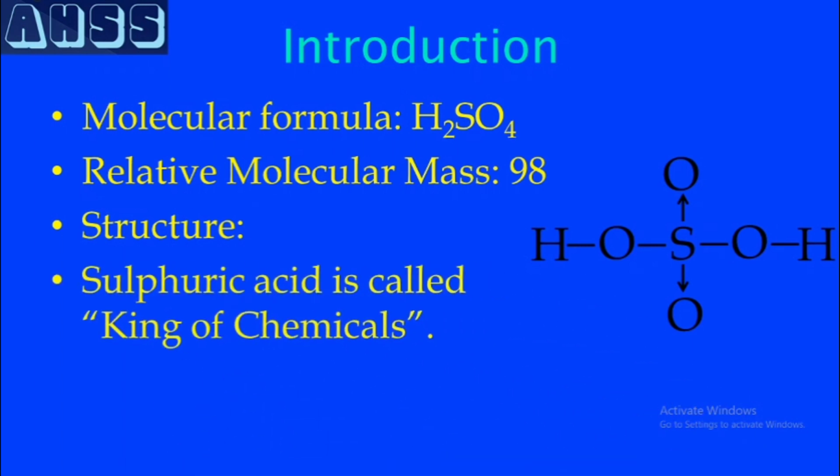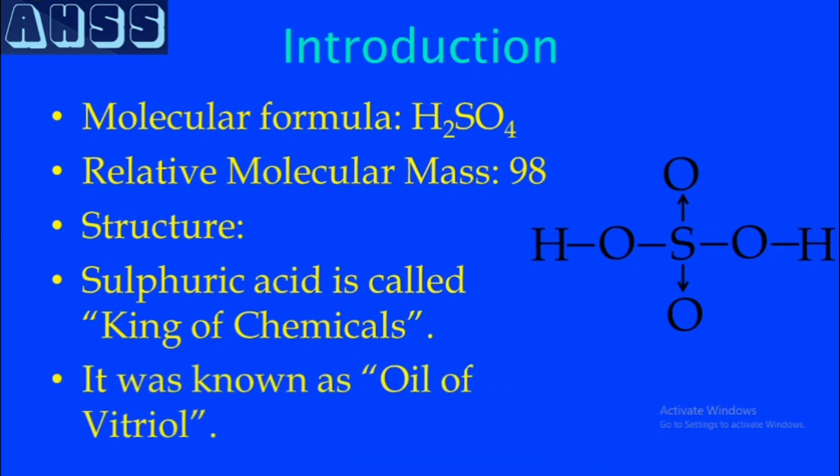Sulfuric acid is called the king of all chemicals. It is because there is no other manufactured compound which is used by such a large number of key industries. It has been known for a very long time. It was known as oil of vitriol as it was for the first time prepared from green vitriol, which is FeSO4.7H2O, by distillation of green vitriol. It can also be prepared by dissolving sulfur trioxide in water.